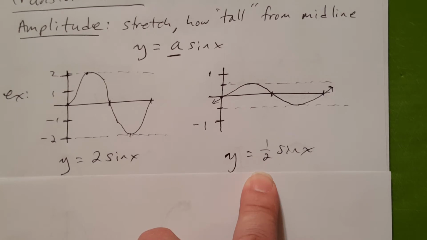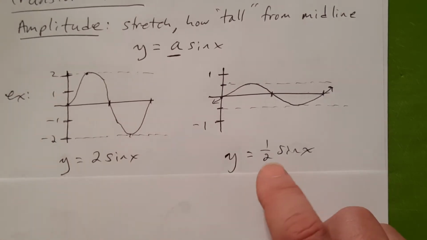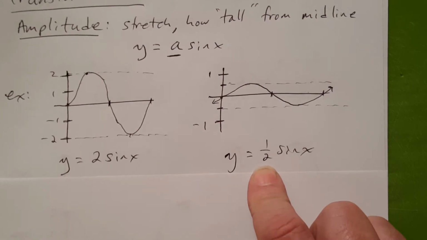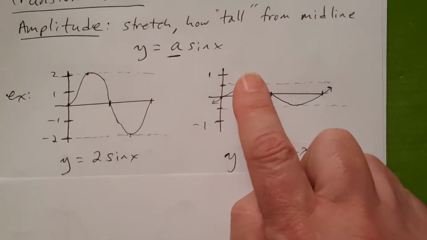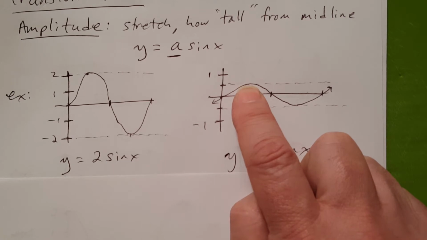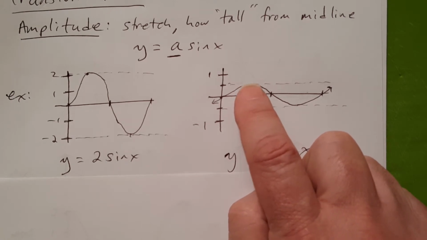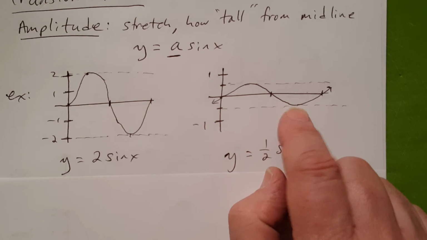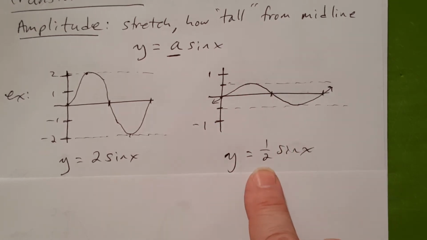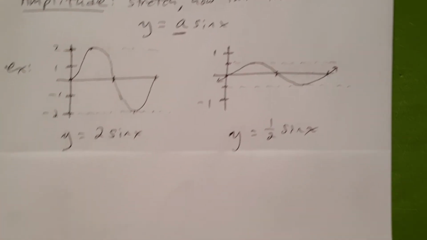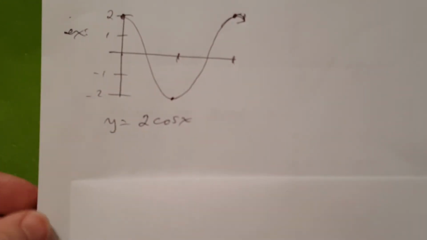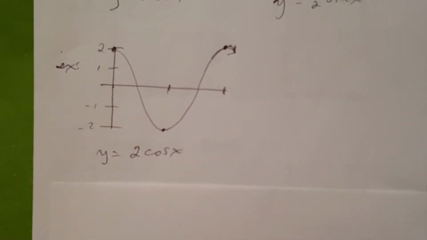This one says half sine x. So the amplitude is half, which means it's going to go up to half only, not even 1, half. So the distance between the midline and the top, the midline and the bottom is half. It says so right here, right? So this number right in front of sine x or cosine x will mean amplitude. I did one for the cosine x as well. Look at this one, right? So this is y equals 2 cosine x.